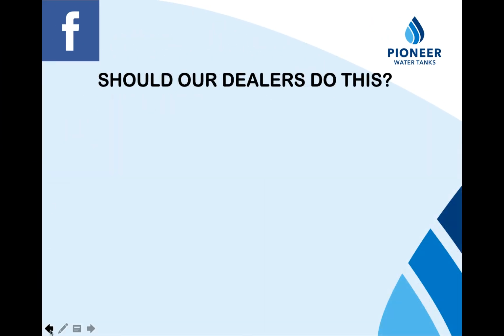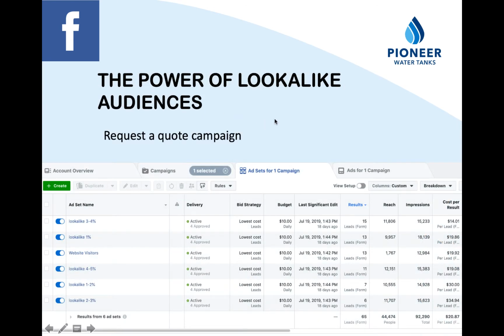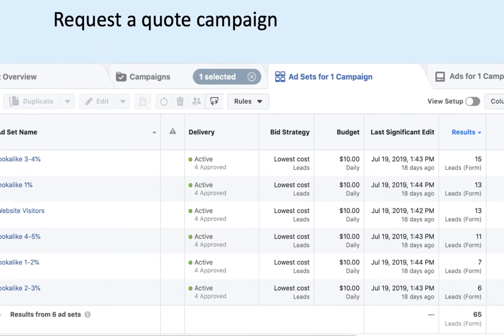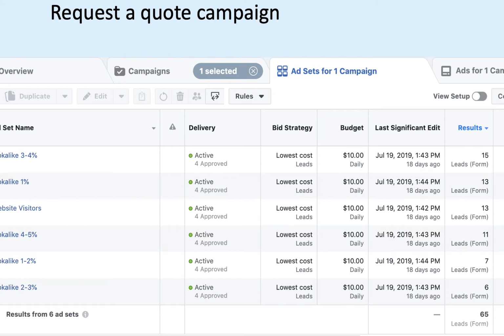Continuing forward, let's look at our request to quote campaign, because this is a little bit different. It's the same screenshot, where we're looking at the different audiences that were utilized for this campaign. Again, 65 leads were generated, but in this particular instance, the website visitors were only responsible for 13. The best performing actual result was the lookalike 3 to 4%. That actually got us 15 at $14 per quote.